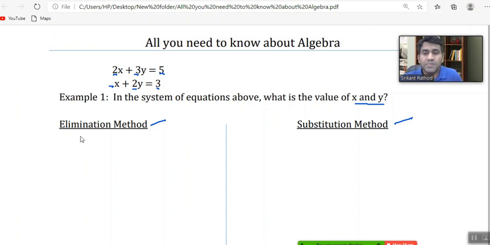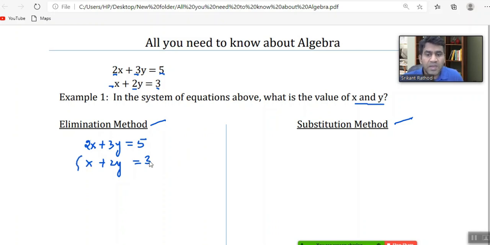Now let me start with the elimination method. Let me take the expressions as they are: 2x plus 3y equals 5, x plus 2y equals 3. Now decide which term you would like to eliminate. Eliminate the term that makes your calculation simple, the smallest term, because it requires less calculation. So I decided to eliminate the term x.